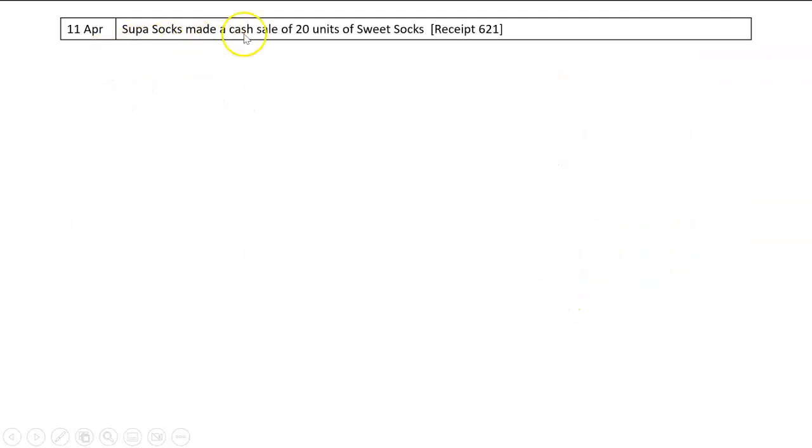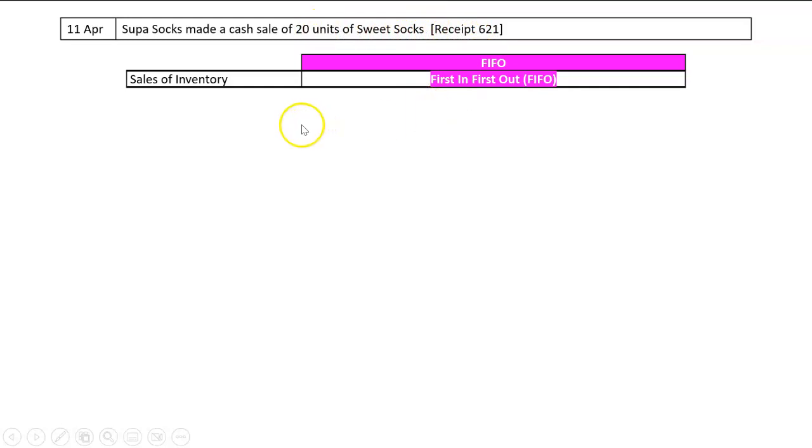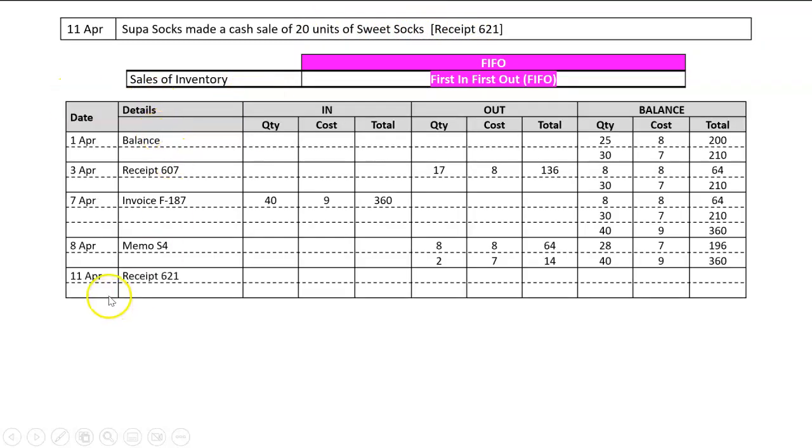On the 11th, we made a cash sale of 20 units of sweet socks, receipt 621. We just apply FIFO for sales of inventory. So we've got our date, we write the document number, receipt 621. Which 20 units? We will assume that it must have come from the ones that were first in, which is these 28 units at $7. So we'll say 20 of those are gone. And that must mean if we had 28 the day before and 20 are gone, we've got 8 pairs left at $7, and we've still got these 40 pairs at $9.